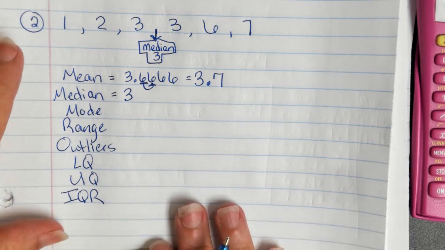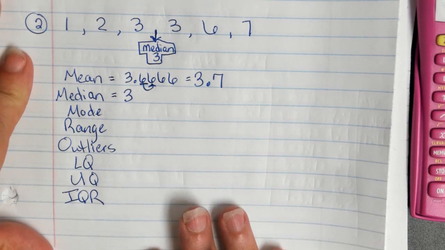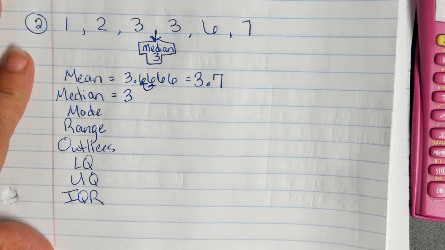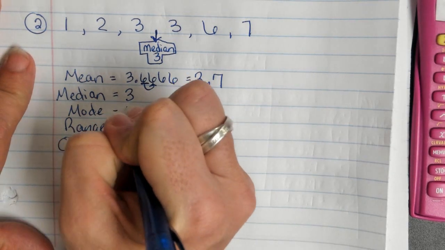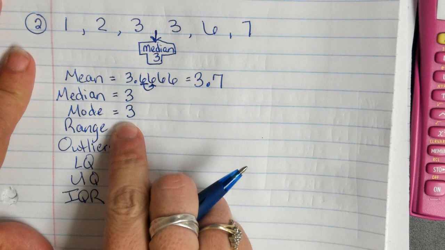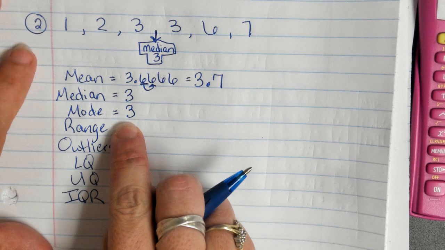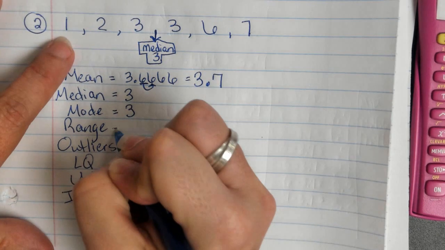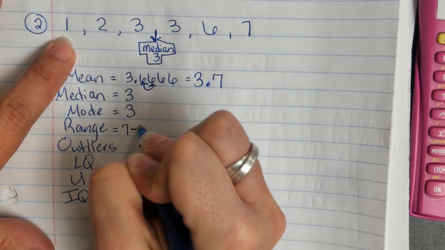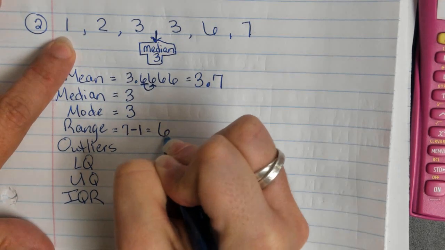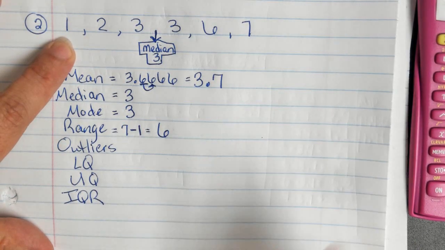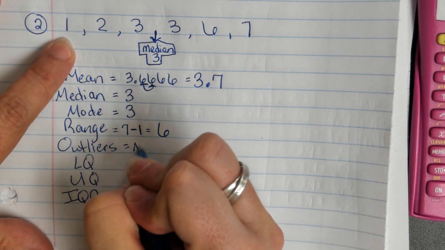Okay. Mode means repeats the most. Which one repeats the most? 3, because there's 2 3s. Nothing else repeats more than 2 times. Okay. Range. 7 minus 1. Biggest number minus smallest number. 6. Okay. No outliers.